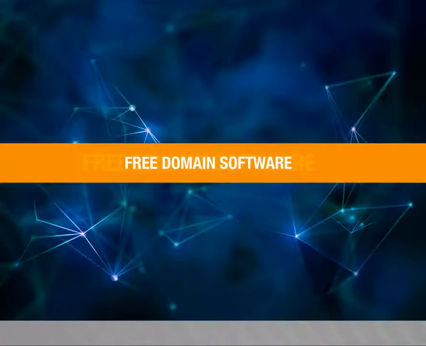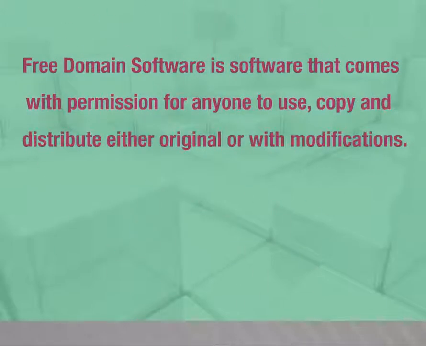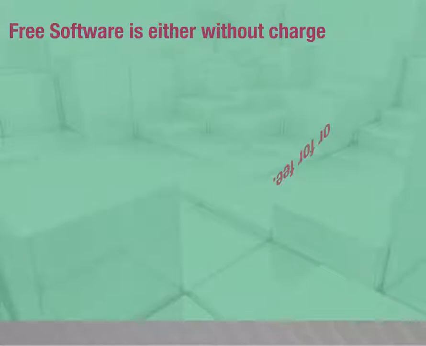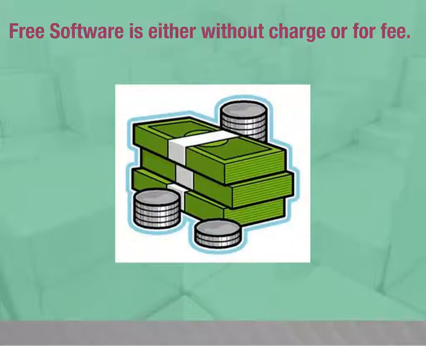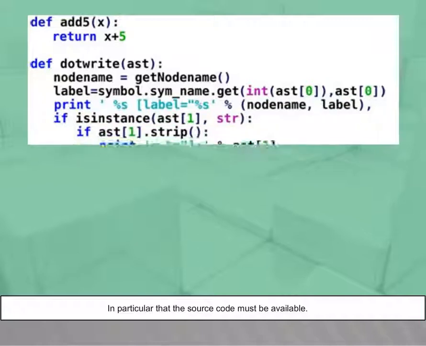Free domain software. In this video, we are going to see about free domain software. Free domain software is software that comes with permission for anyone to use, copy, and distribute, either original or with modifications. Free software is either without charge or for a fee. In particular, the source code must be available.